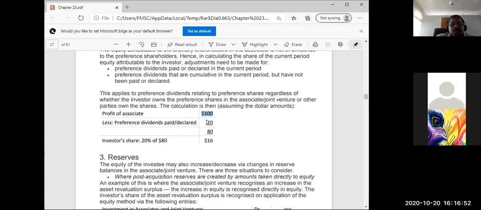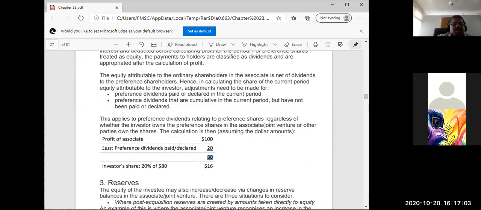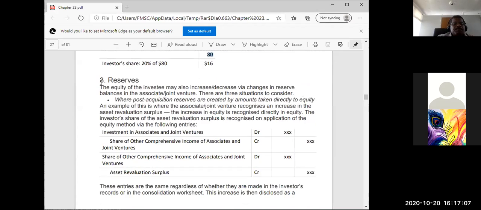100, 20. So based on this 8, you calculate your profit share. Remember, when there is a preference shares dividend, you have to deduct it from the profit of the associate. Right. Reserve.